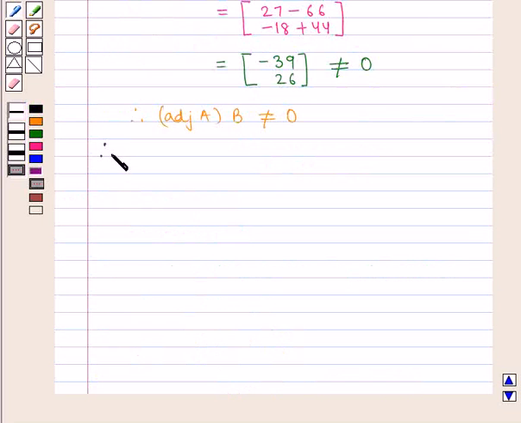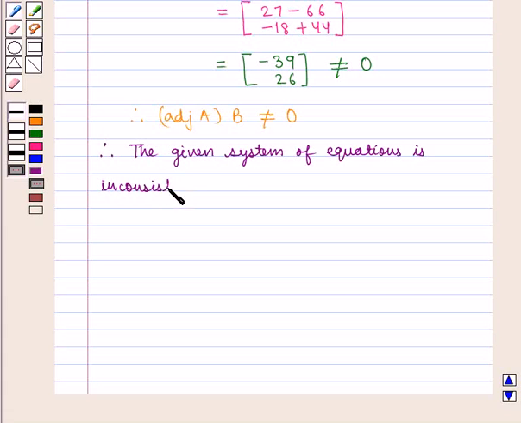Therefore, the given system of equations is inconsistent and has no solution.